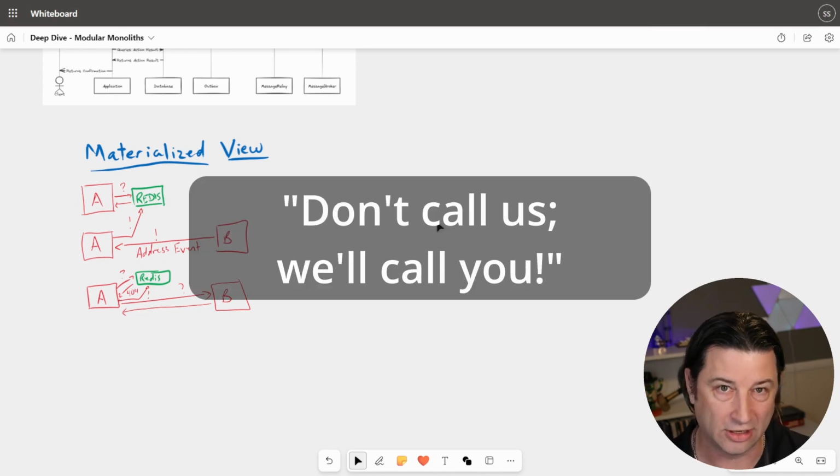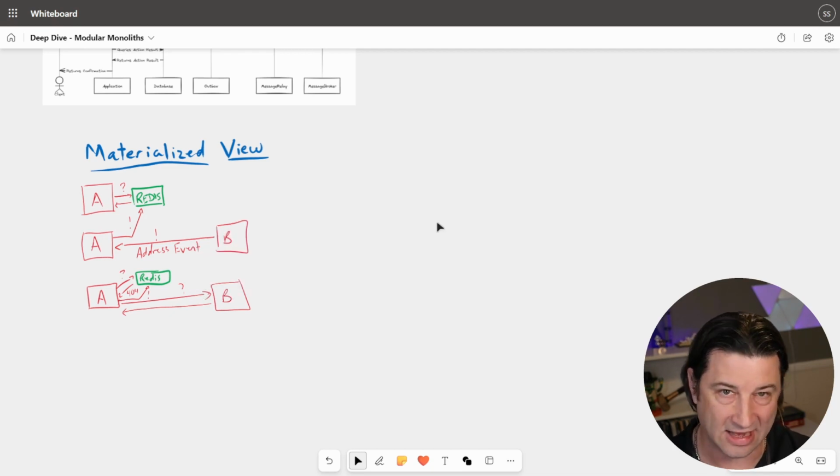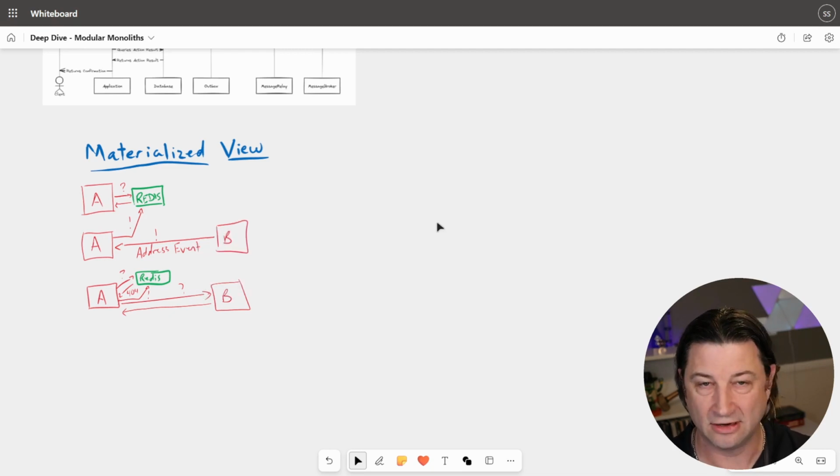Instead of us calling system B and saying, hey, give me this data, they're like, hey, I'll call you and I'll let you know if anything changes. You just keep it in your system until you hear from me. System A is going to keep its own copy of all that data, and System B is going to let it know anytime there's an update.